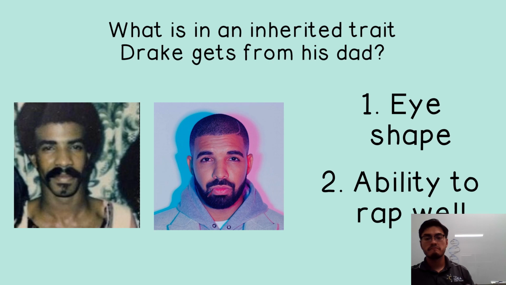Alright, so now that you've played the video, hopefully you got a few of these. Eye shape, ability to rap well. Which one of these is wrong? Well, it's kind of obvious, right? The ability to rap well is a learned behavior that Drake was able to learn. But if you look at that photo, you can see a pretty similar face. They have pretty similar, maybe lips, I would say. Eye shape and skin color are some of those inherited traits that Drake got.